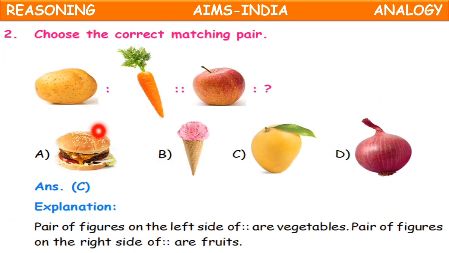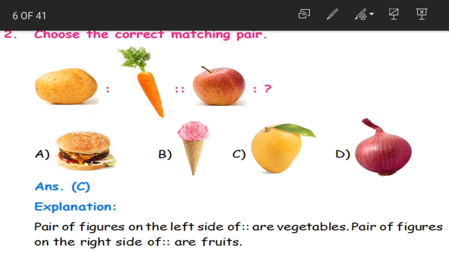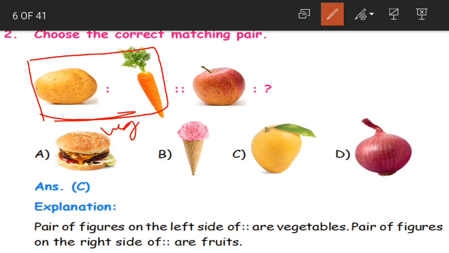Next, choose the correct matching pair. Again, potato is to carrot as apple is to dash. See, what is the relationship? First study the relationship between the first pair. Carrot and potato. We are having potato and carrot. What are they both? How are they related? They both belong to the same group, that is vegetables. Both potato and carrot are vegetables.